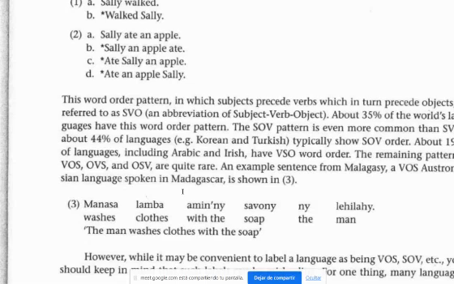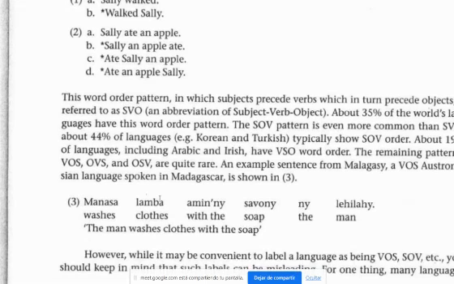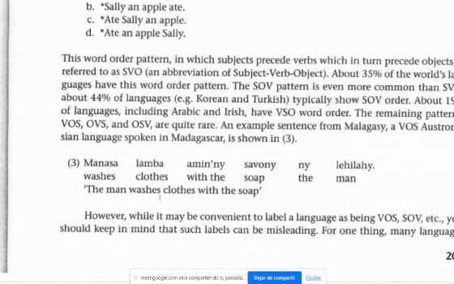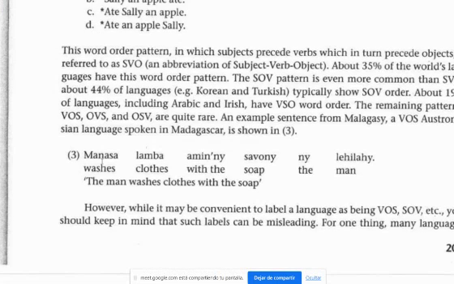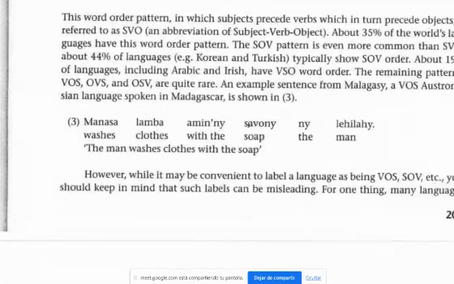Studying a language, not just Spanish, or maybe Spanish: if you write an article in Spanish and you want to show this kind of example or aspect of language, you use this, like in this example, in Malagasy. Example of a sentence from Malagasy, a VOS language spoken in Madagascar. Manasa lamba amini saboni nai lehilahi.